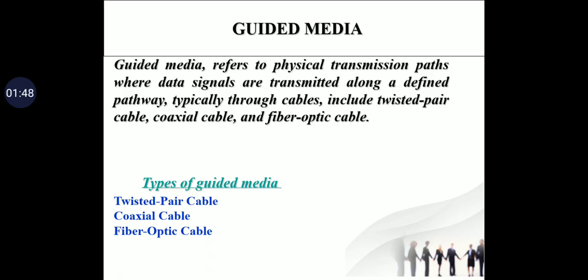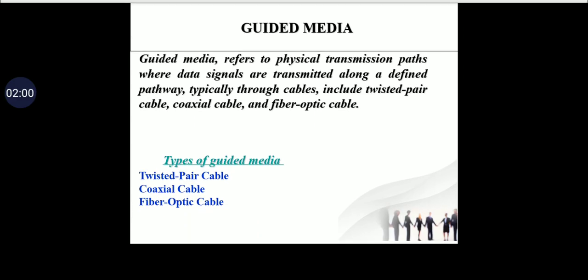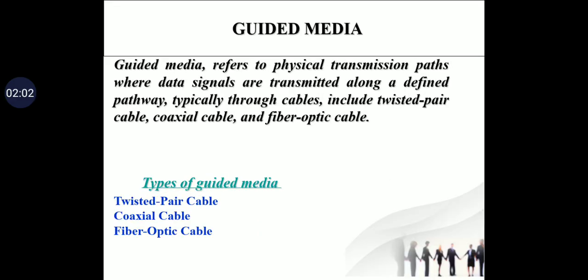What is guided media? Guided media refers to the physical transmission paths where data signals are transmitted along a predefined pathway, typically through cables, including twisted pair cable, coaxial cable, and fiber optic cable. That is, a physical medium will be present, and only through that does data communication take place. The physical medium is nothing other than the cable. The cable is classified into three types: twisted pair, coaxial cable, and fiber optic cable.